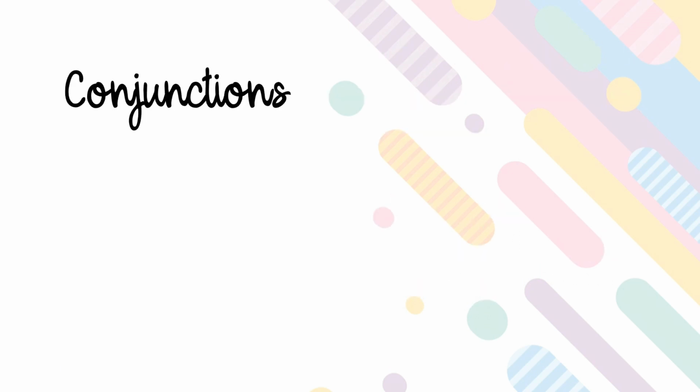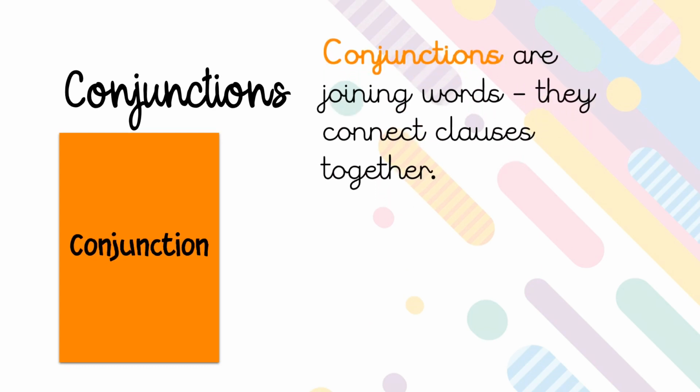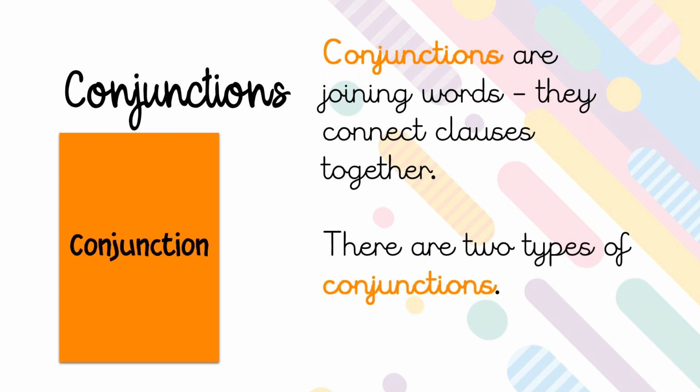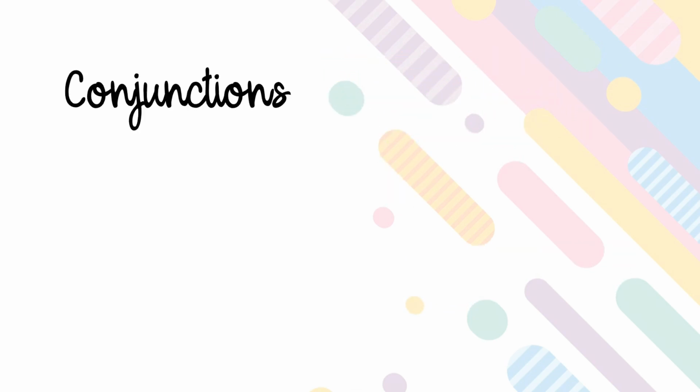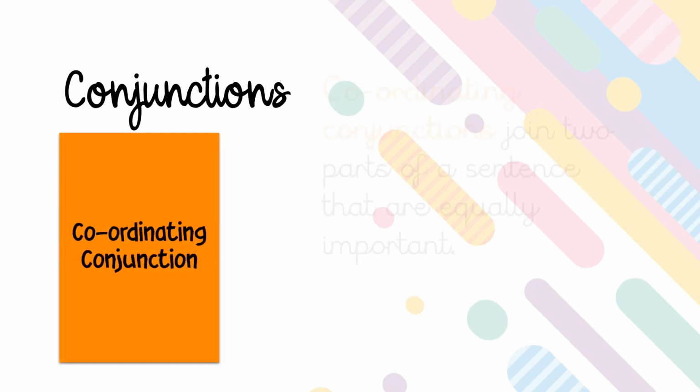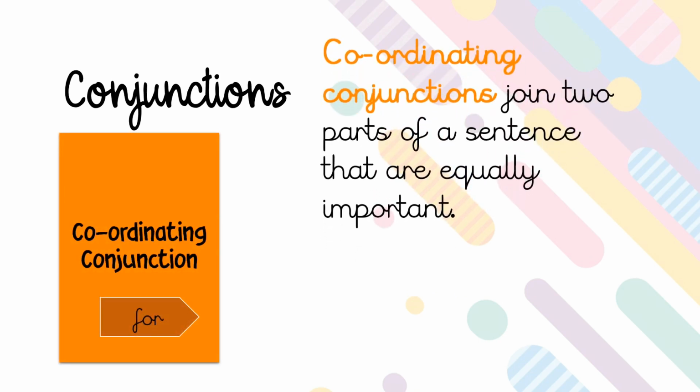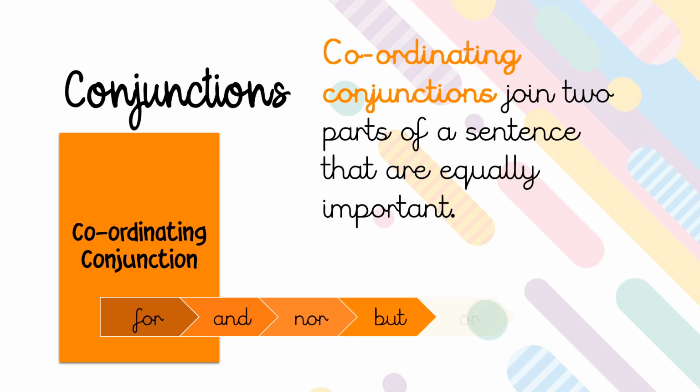The next type of word class that we're going to look at, which is also the last, is a conjunction, which is a joining word, and there are 2 types of conjunctions. First of all, we've got coordinating conjunctions. They join 2 parts of a sentence that are equally important. We like to use the acronym FANBOYS to help us remember all of the coordinating conjunctions. For, and, nor, but, or, yet, so.